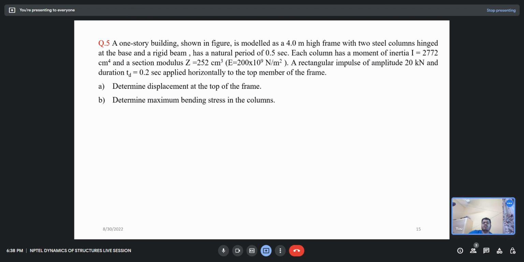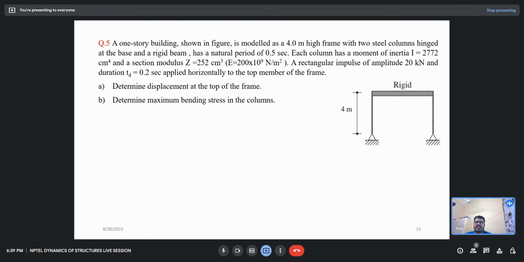In which a one-story single-degree-of-freedom system is shown in the figure. The height of the column is given as 4 meter, and there are two columns hinged at the base. The natural period of the system is 0.5 second. Each column has a moment of inertia of 2770 centimeter to the power 4, the section modulus is 252 centimeter cube, and the Young's modulus is 210 times 10 raised to power 9 Newton per meter square.